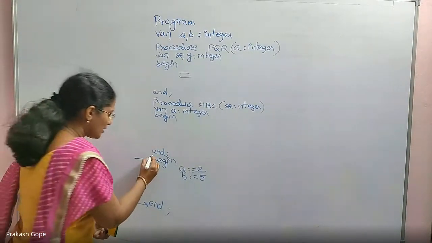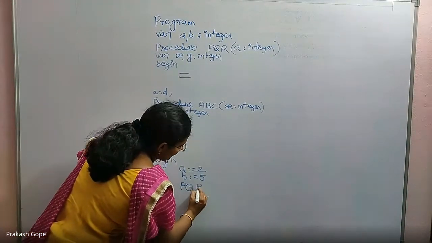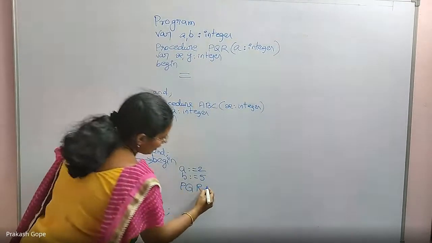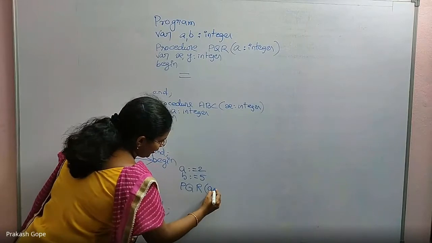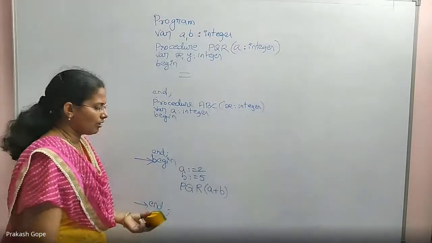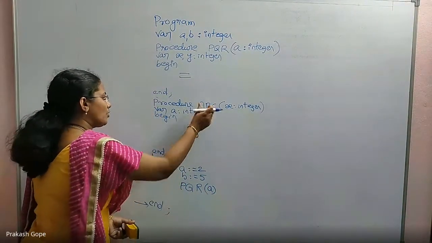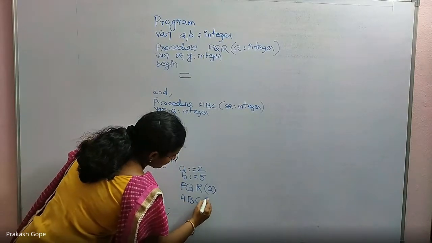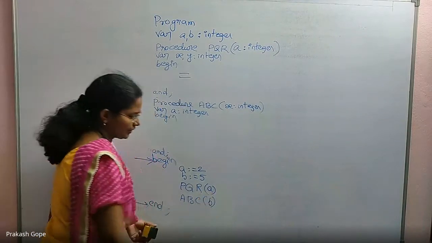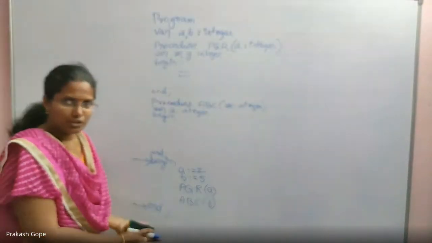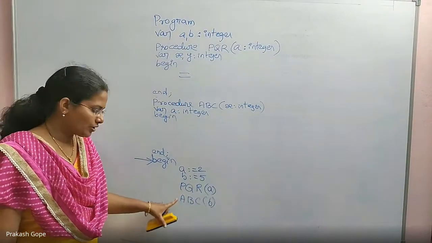For example, from this main program, I am calling function PQR first, and it is expecting a parameter, right? I am passing the parameter as a plus b, for example. You can just pass a also, that's fine. Just some value. And after that, I will call ABC also, and that is also expecting a parameter. That can be anything. Now I am passing b to it. There is no meaning for this program. Just to explain to you, I am writing. From this main program, I am calling PQR first and then ABC.